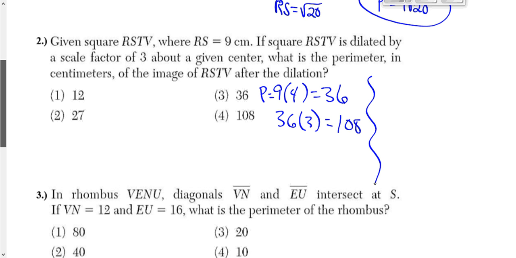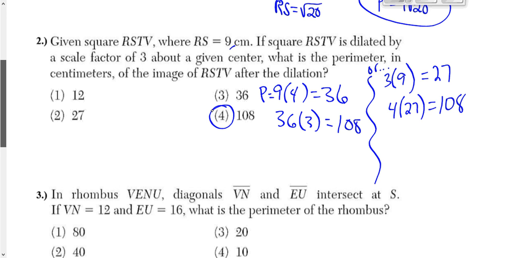Or let's do the scale factor to the sides. All right, so it's 3. Let's do 3 times 9. I told you could do it either way, right? 3 times 9 is what? 27. So that's the new side length. Now let's get the perimeter. There's 4 of them. What's 4 times 27? So some of you might have done it one way or the other way. One way I found the perimeter, then dilated that. The second time I dilated the sides, then added them up.